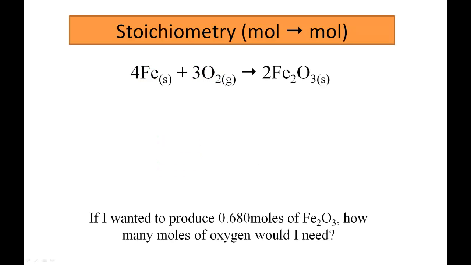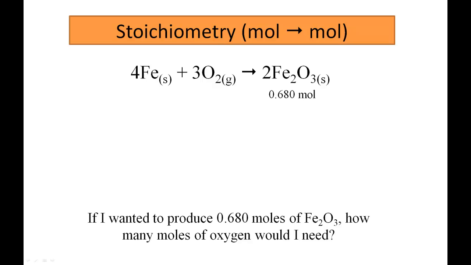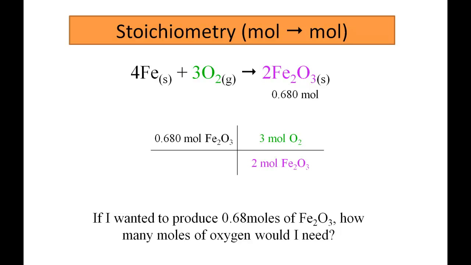If I wanted to produce 0.680 moles of Fe2O3, how many moles of oxygen would I need? We want to produce 0.680 moles of Fe2O3. So what I'm going to do is start off with that number. And since we want to know how many moles of oxygen we need, I'm going to multiply by that ratio. There are 3 moles of oxygen for every 2 moles of Fe2O3. Notice in this case, the moles of Fe2O3 will cancel out. And if we multiply 0.680 times 3 divided by 2, you'll see we need 1.02 moles of oxygen.